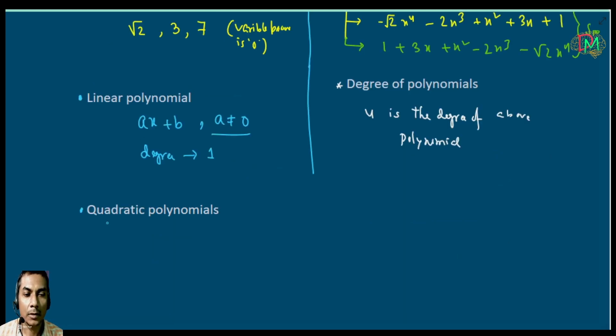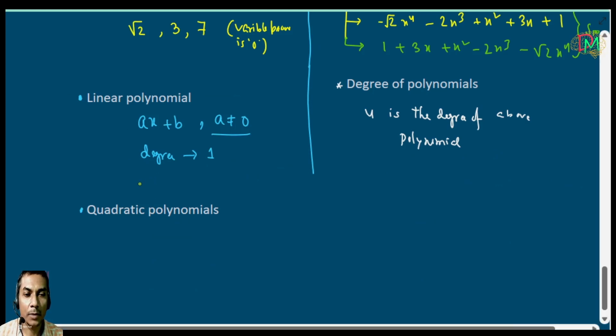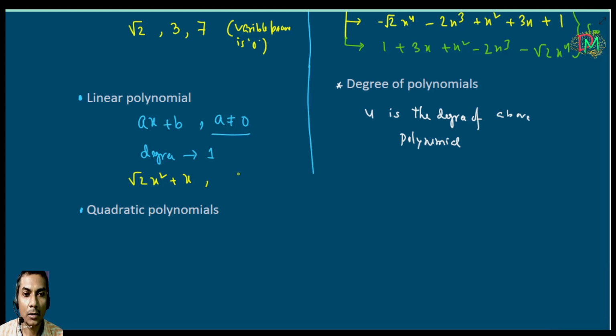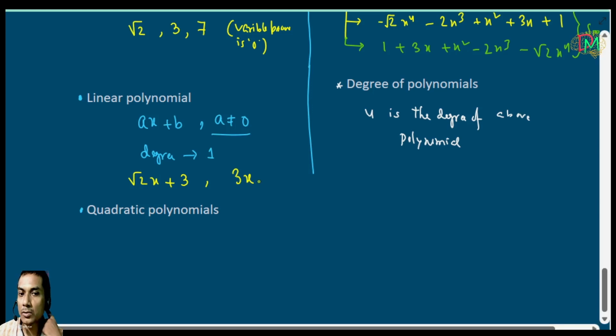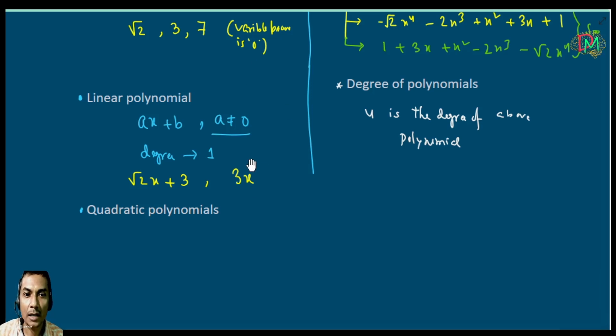Next is the quadratic polynomial. Before that we can take examples of the linear polynomial also. For example, root 2x, sorry, it is not x square, it is x. The maximum power is 1. Root 2x plus 3, and also 3x also. Whether the constant term is 0 does not matter, but what matters is that the highest power should be 1. Remember it.